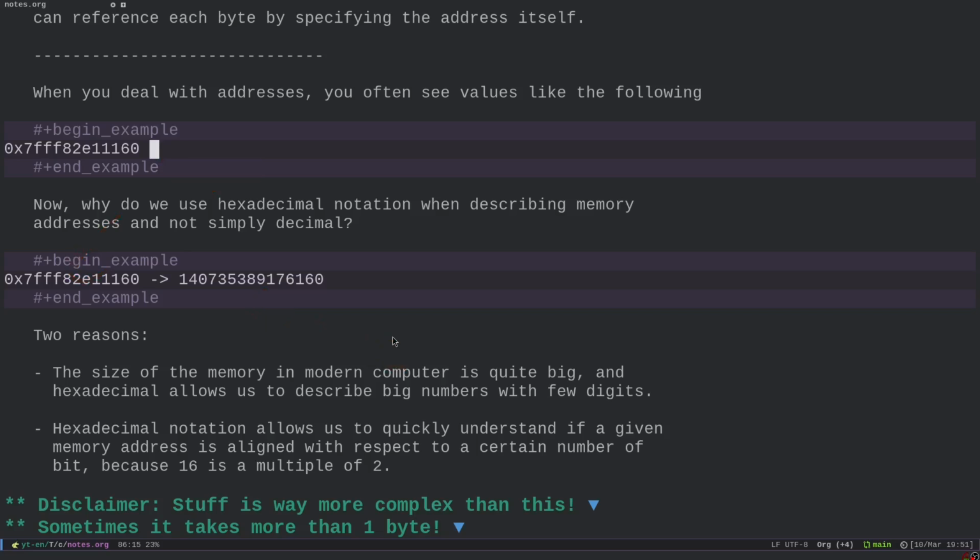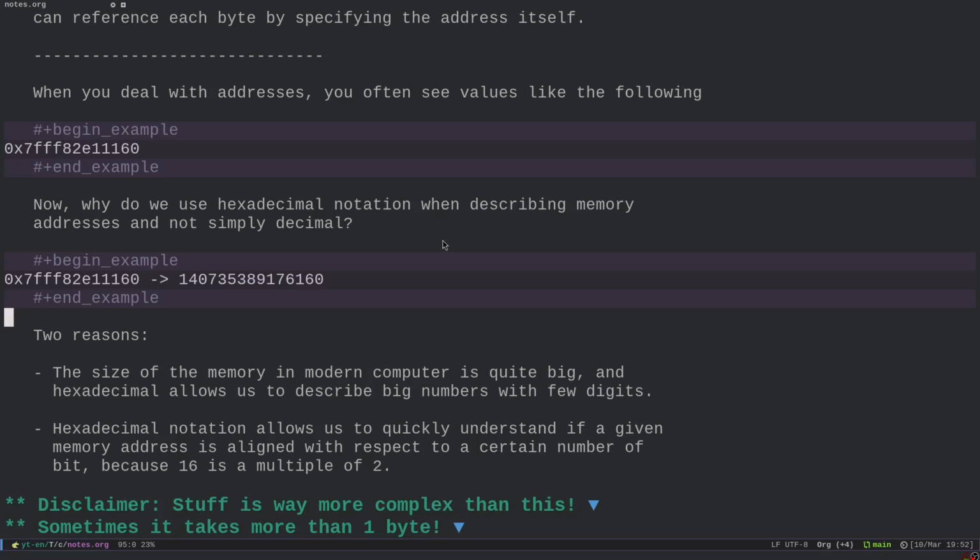Well, basically the idea is that the size of memory in modern computers is quite big, and hexadecimal allows us to describe big numbers with fewer digits, because each digit in hexadecimal can represent 16 values, from 0 to F, because we have from 0 to 9, so that's 10, and then we have A, B, C, D, E, and F. That's 6. So 1, 2, 3, 4, 5, 6. And that's in total 16. So the first reason is that hexadecimal allows us to capture bigger numbers with fewer digits.